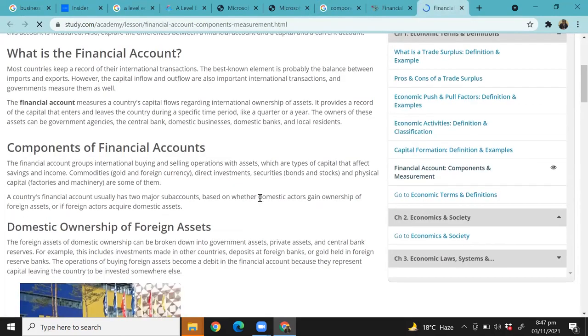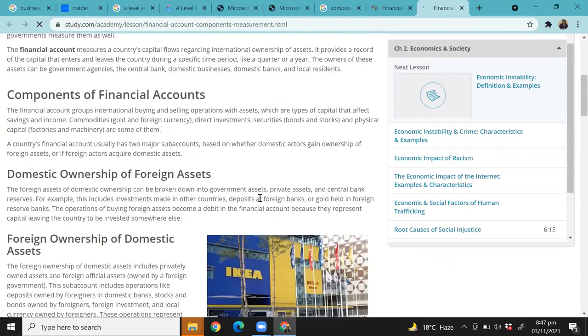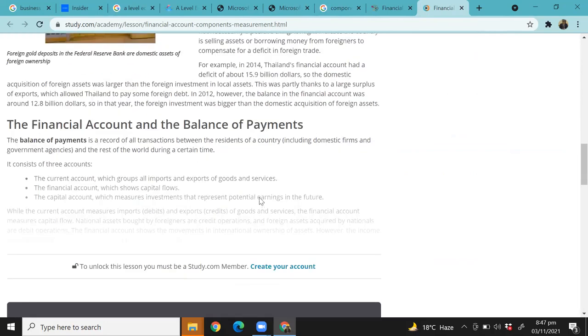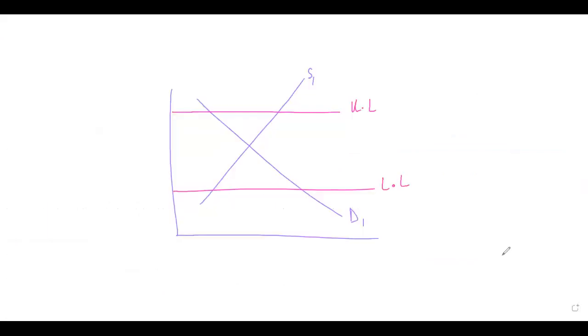Sorry, I missed out on one thing. So the financial account has four components. Let me write that down for you. The financial account of a country has basically four items. So it has foreign direct investment, which is short form FDI. Then you have portfolio investment.